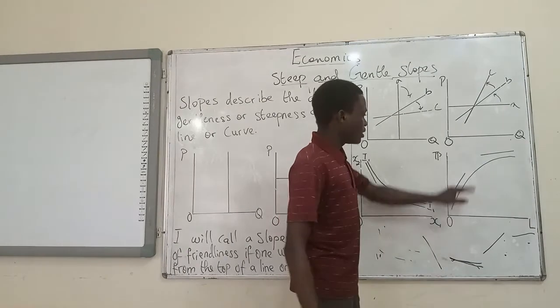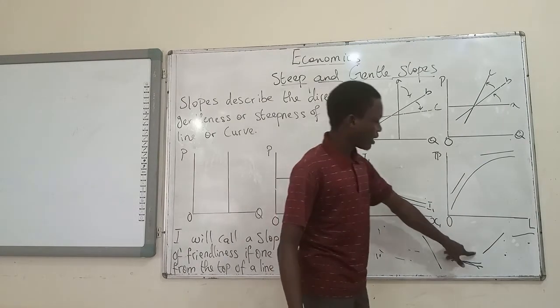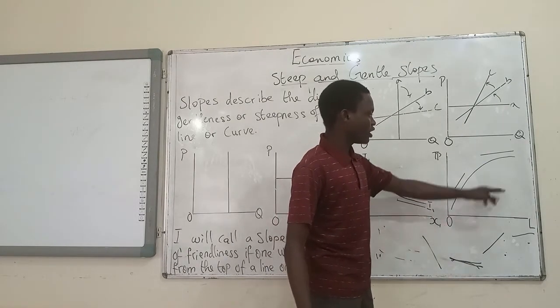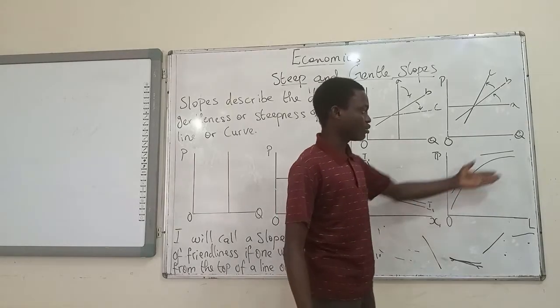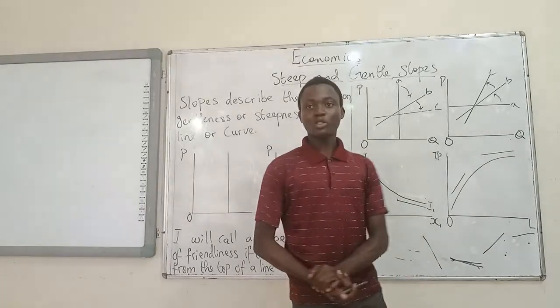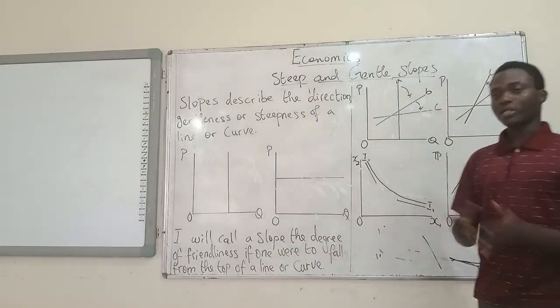Once again, the total product curve is steep at the beginning, and then it becomes gentle as you move from the left hand side to the right hand side. So that's a wrap for slopes. I believe you understand what steep and gentle slopes are now.